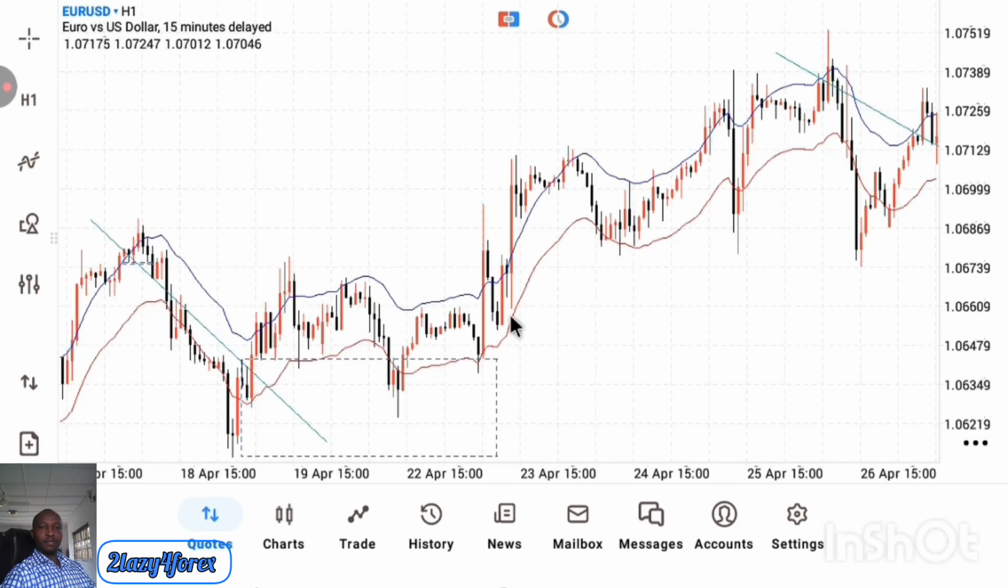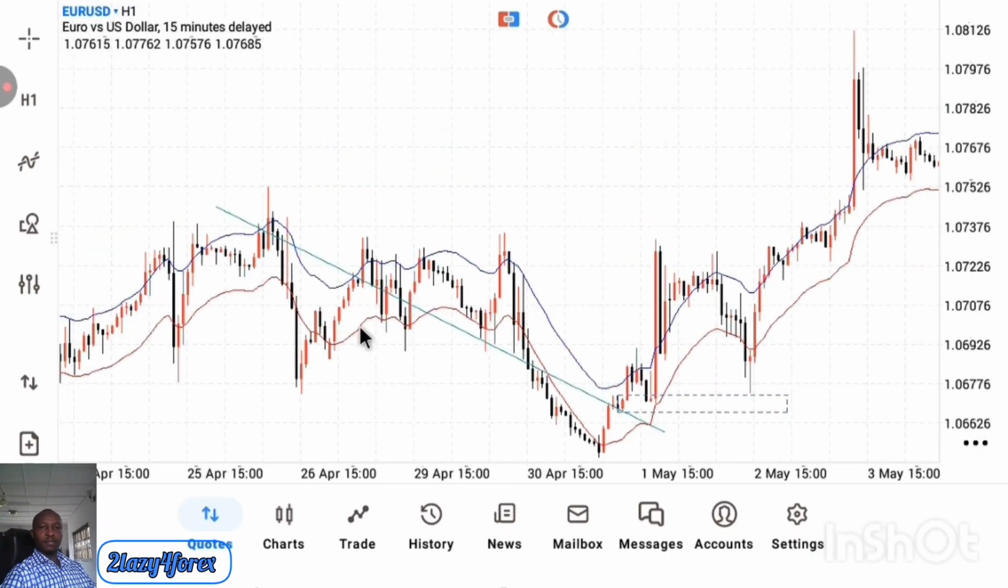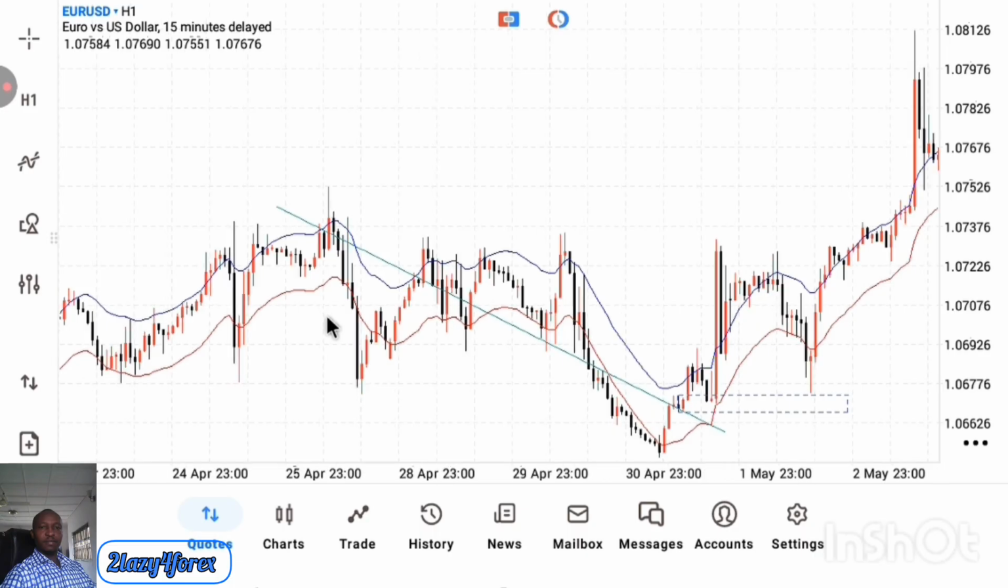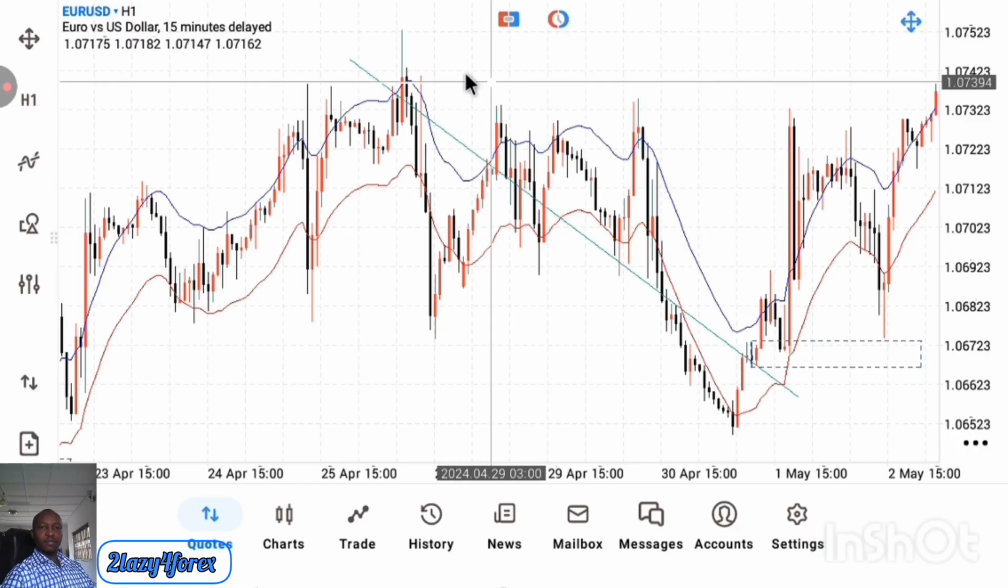And look at what price did. Look at the profit potential. Once you have a lower low here, you get out of the trade and close your profit. That's simple. Let's see another one. This is it.